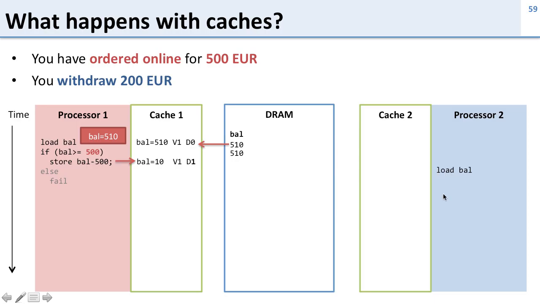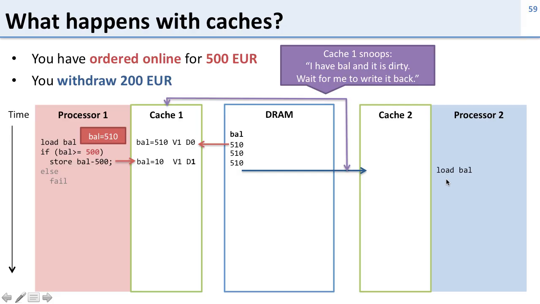Now processor 2 is going to go ahead and load its balance. But when it goes to load the balance, what happens is this snooping. Cache 1 snoops on this transaction. It sees what cache 2 is trying to do and says, wait a second, I have this balance variable and it's dirty, so cache 2 over here, you need to wait for me to write it back. So this read doesn't happen. Cache 1 takes its dirty value and writes it back to the DRAM. Now that it's written back to the DRAM, processor 2 can go ahead and read it, and it will read the correct value. So now processor 2 gets 10 as it's supposed to.